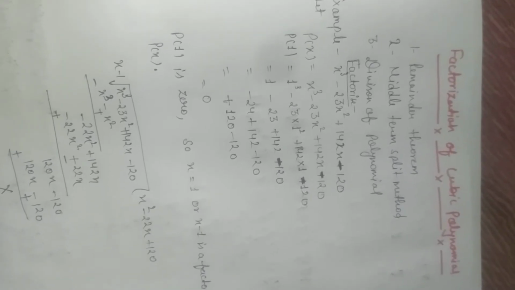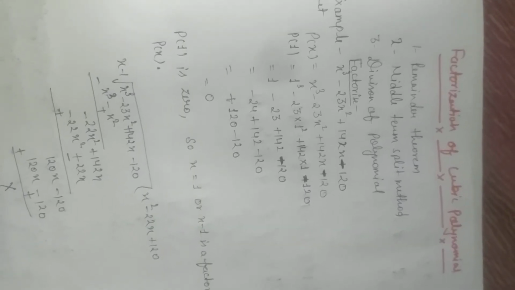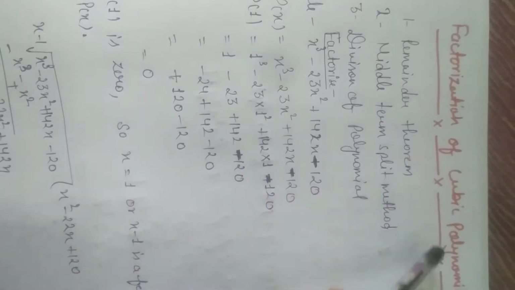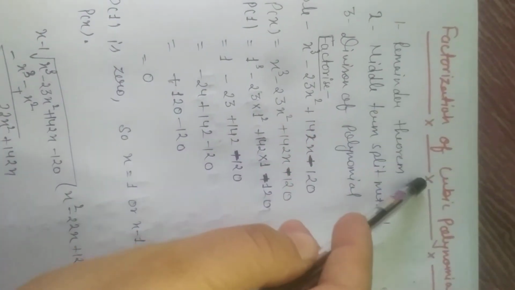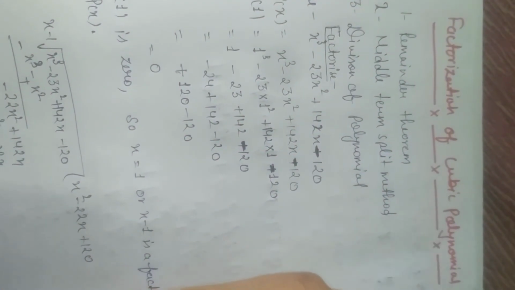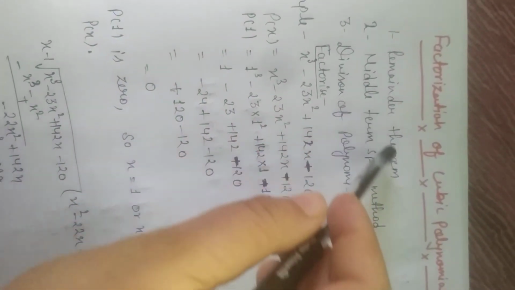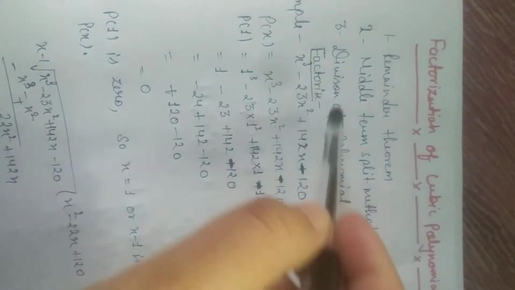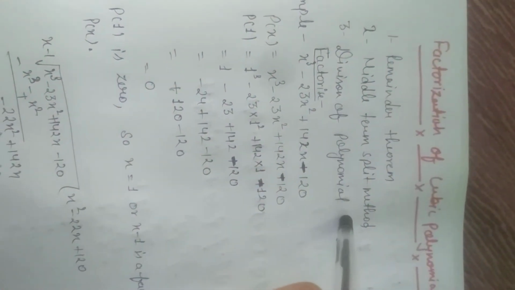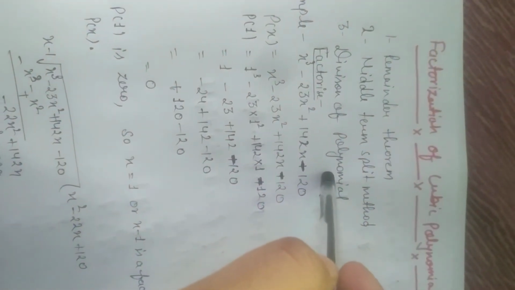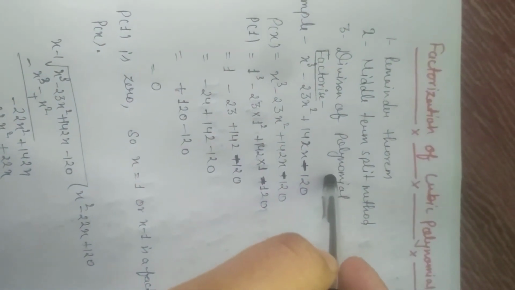Yesterday we have done factorization of quadratic polynomial. Today we are in the factorization of cubic polynomial. For factorization of cubic polynomial, we have to opt three methods. Those three methods we have done earlier. The first one is remainder theorem. You all know about that. Then the middle term split method, the factorization of quadratic polynomial, and the division of polynomial, that one I have told you earlier. So let's start the question.